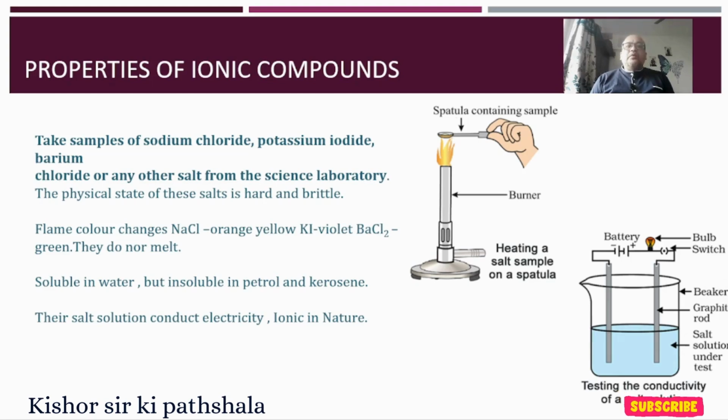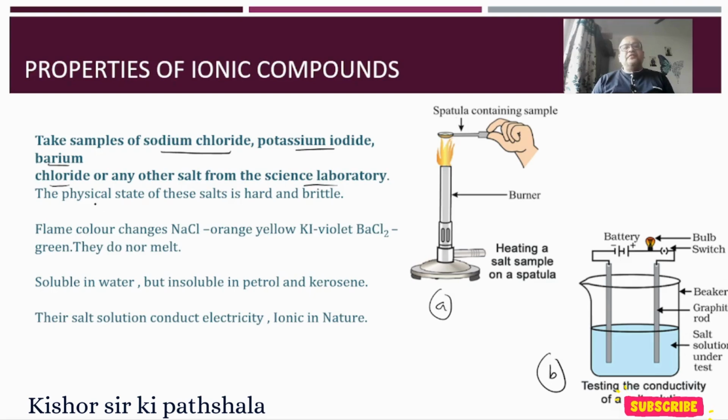Now let's talk about the properties of ionic compounds. For that, what we need to do? We need to do two activities. Let's see these two activities. Let's take sodium chloride, potassium iodide and barium chloride from the laboratory. And what we need to do? We need to see their properties.